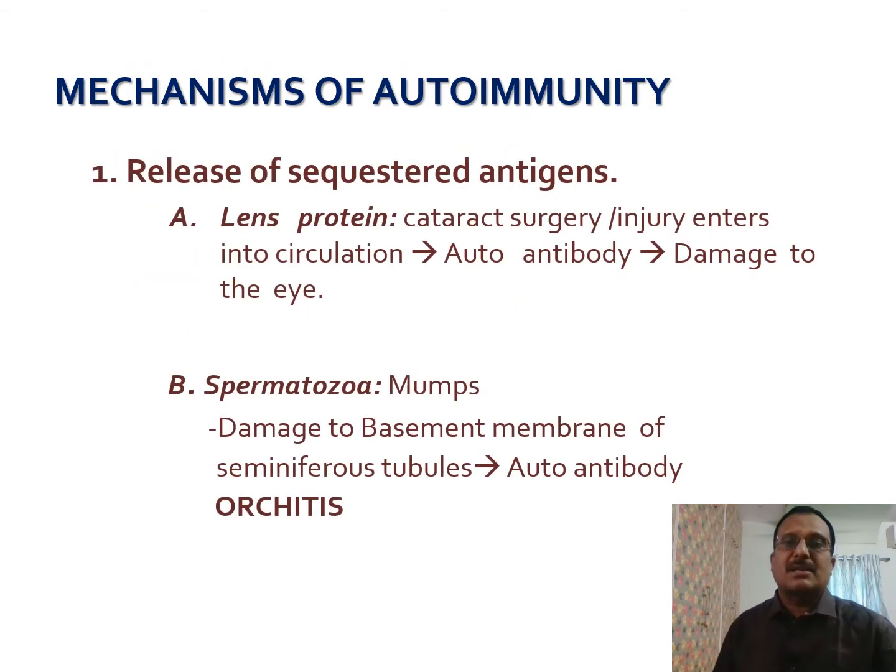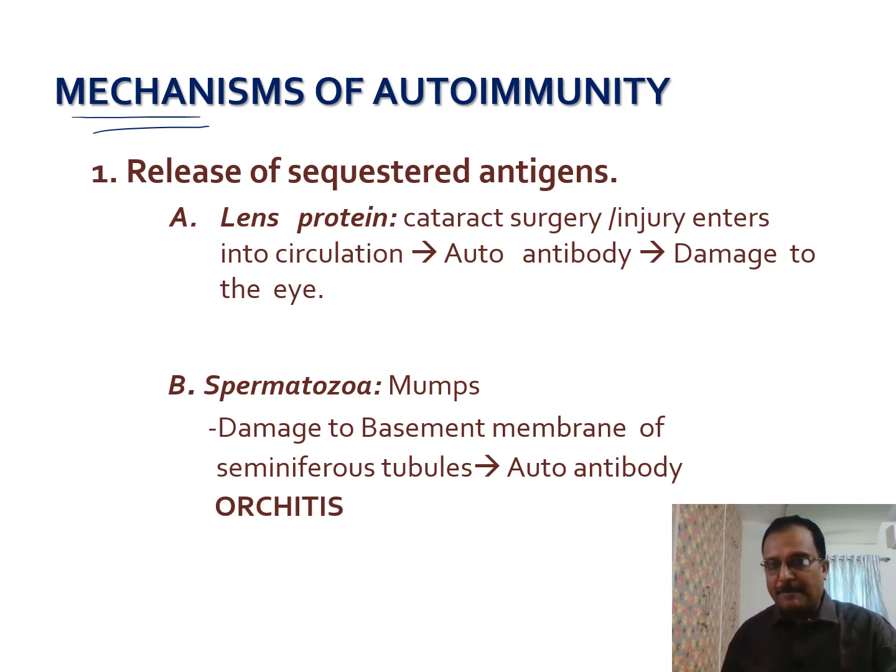And what are the mechanisms of autoimmunity? We learned that immunological tolerance is responsible for not allowing autoimmune disease. But once this immunological tolerance is breached or breaks down, it results in autoimmune diseases, which is known as autoimmunity. So what are the mechanisms involved in breaching of immunological tolerance? First one is release of sequestered antigens.